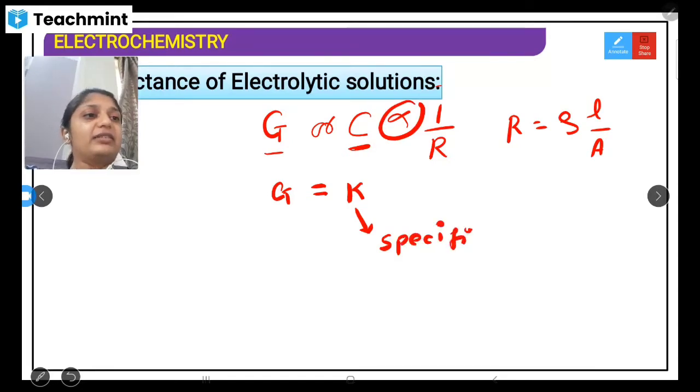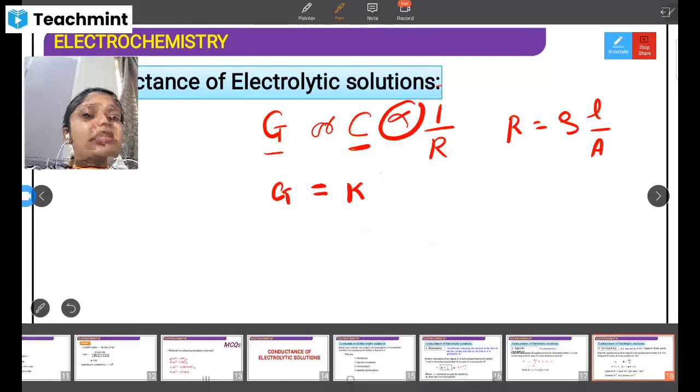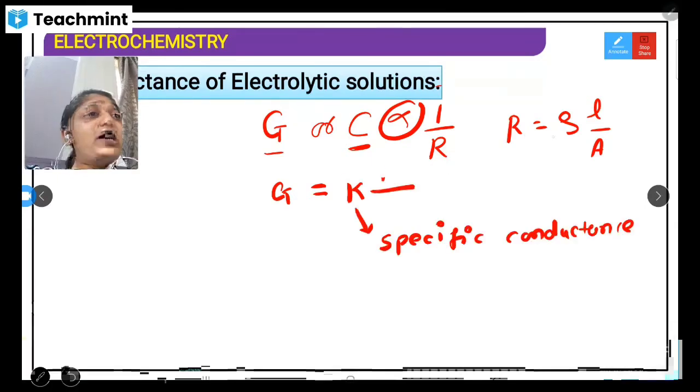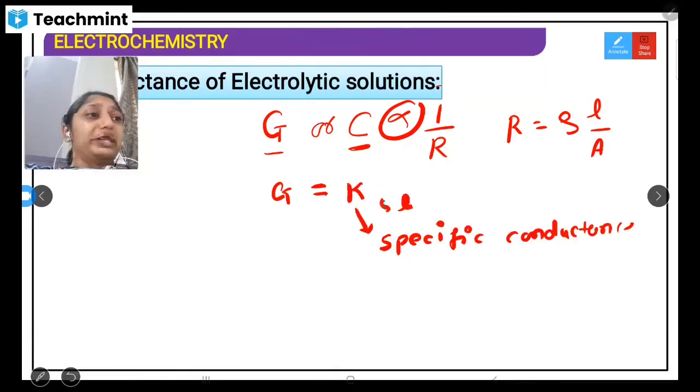So students, removing the proportionality, kappa is added. Instead of R, since above is 1, instead of R we can write rho into L divided by A, which goes up. So finally we have this formula. Understood?